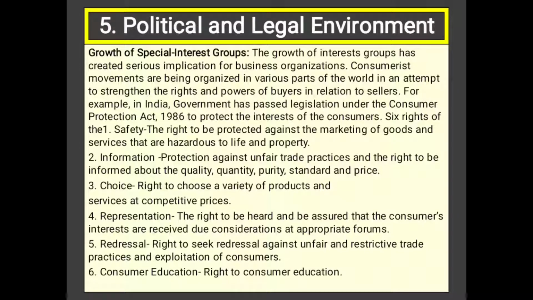So if consumers are damaged, they can be represented. Redressal: the right to seek redressal against unfair and restrictive trade practices and exploitation of consumers. If any exploitation happens, then redress it and give compensation. Then consumer education: the right to consumer education. Consumers have every right to get educated regarding the business aspects.